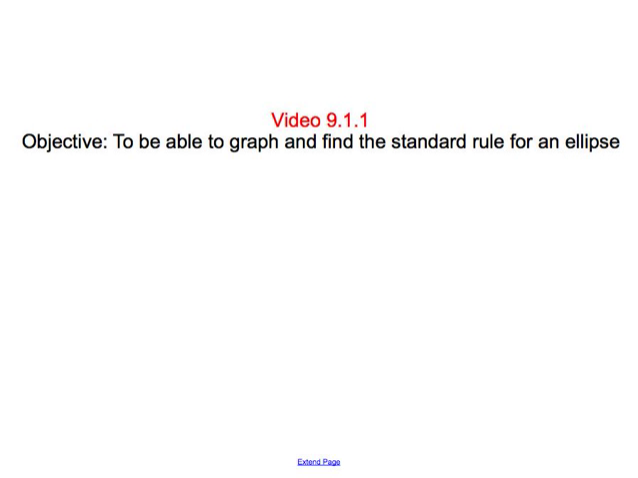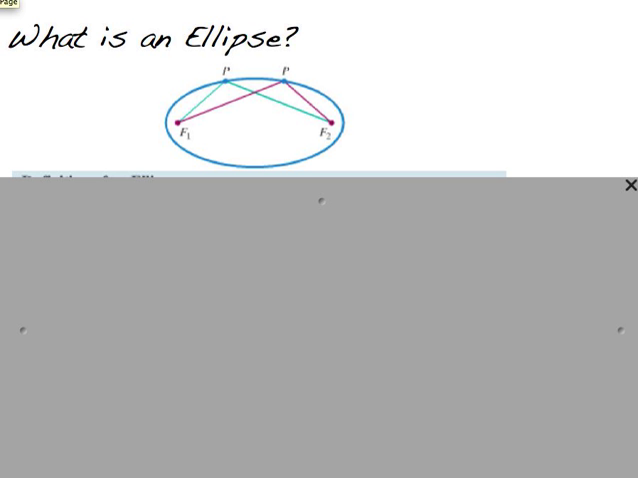In this video, we're going to take a look at how to graph and find the standard rule for an ellipse. So first, let's take a look at what is an ellipse. An ellipse looks like the following, and here's how it's constructed.